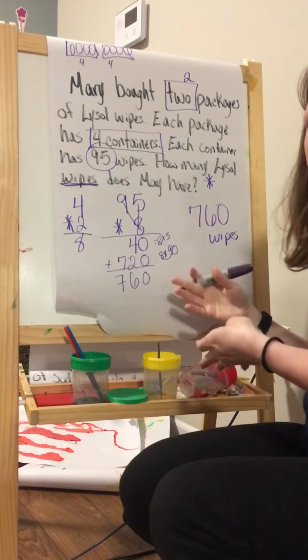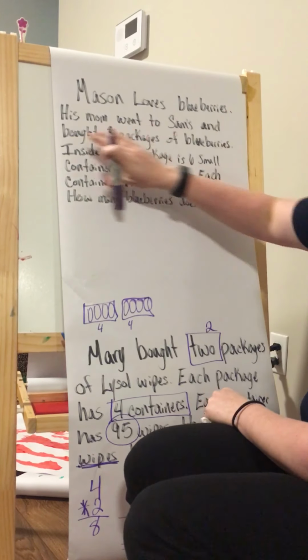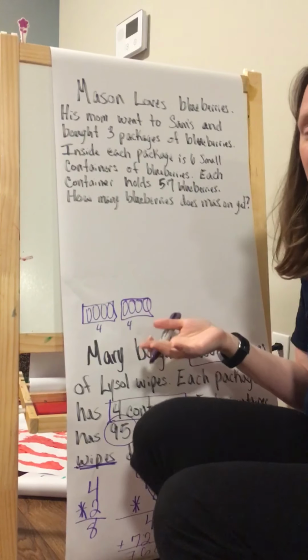Okay, here's our second problem. Mason loves blueberries. Very true sentence. His mom went to Sam's and bought 3 packages of blueberries. Inside each package is 6 small containers of blueberries. Each container holds 57 blueberries. So how many blueberries does Mason get?